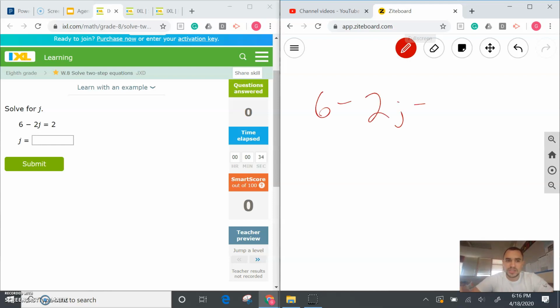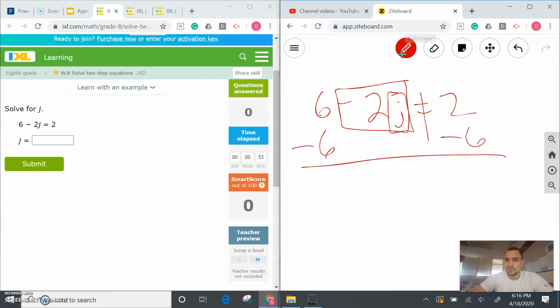6 minus 2j equals 2. Now realize that this is what we're solving for, but this is a negative 2j. Make sure you understand that that's a negative 2j. And then we have numbers on both sides. So if we have numbers on both sides, we can get rid of it. I'm just going to go ahead and make that a 0. 2 minus 6, so I have negative 6. That's going to leave negative 4. So we have negative 2j.